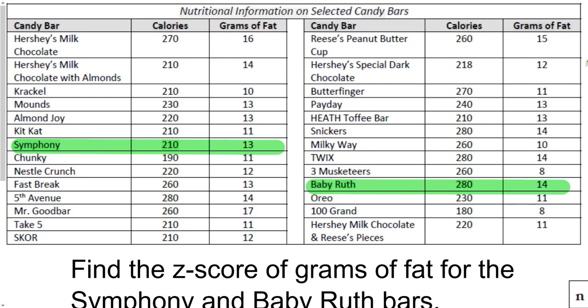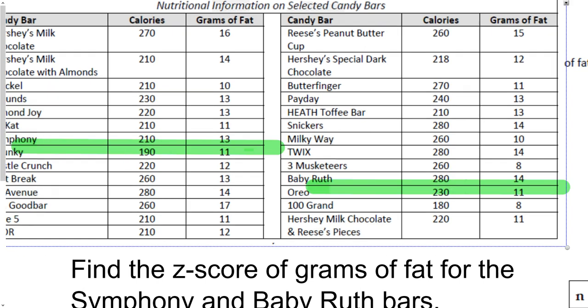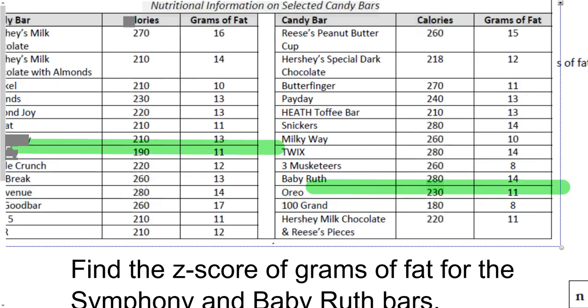But let's try one more. Let's take our data here with candy bars. I really need to make this smaller so that we can do more stuff with it. That really threw everything off here. Hold on a second.